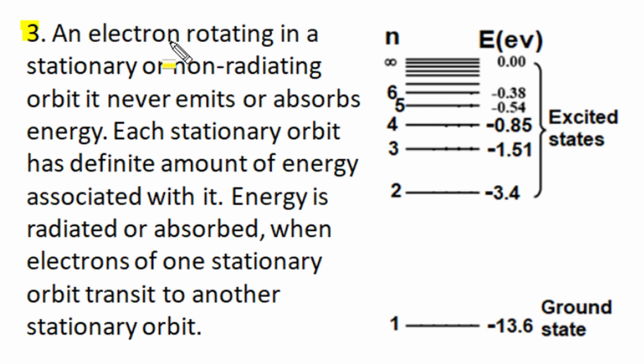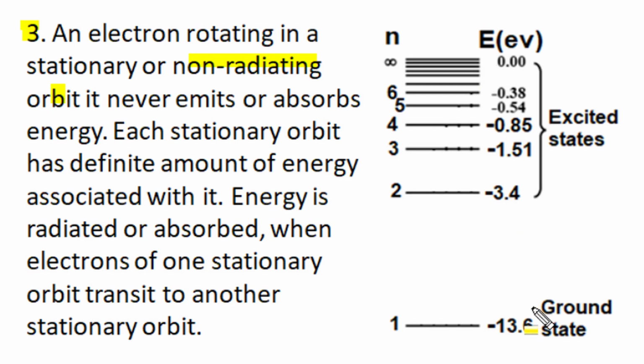The third postulate of Bohr theory explains discrete line spectra of hydrogen atom and also describes characteristic of stationary orbit, and it says that when an electron rotates in a stationary orbit where angular momentum has quantum restriction, that orbit is a non-radiating orbit. That means electron in that orbit never emits or absorbs energy.